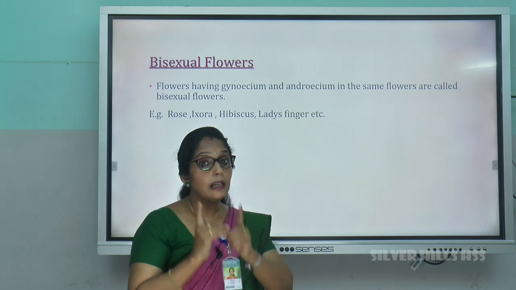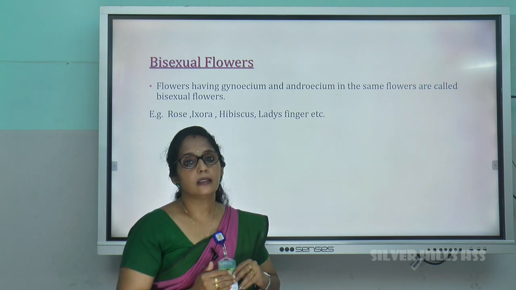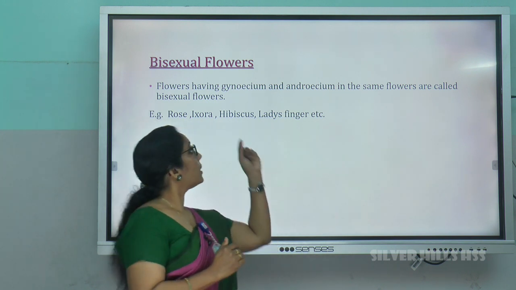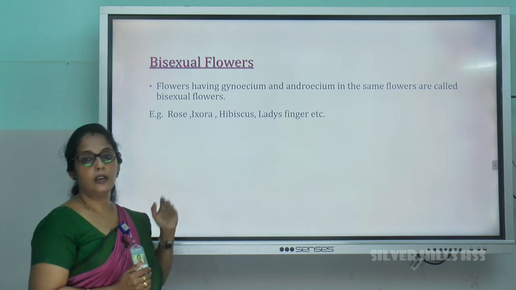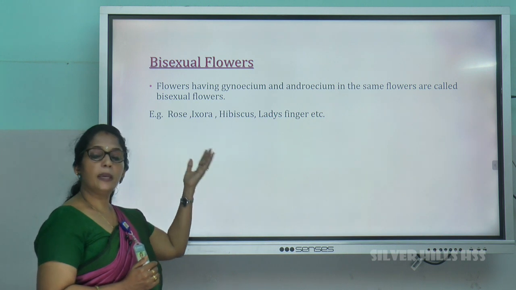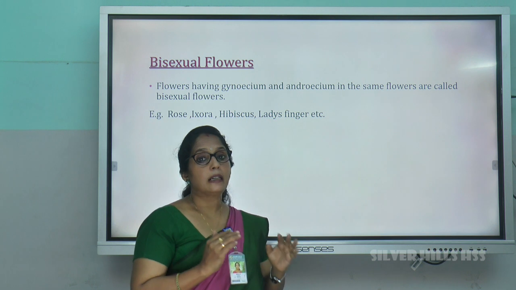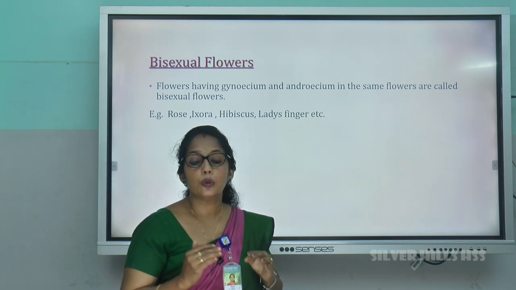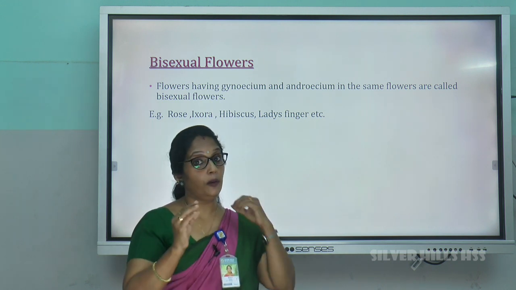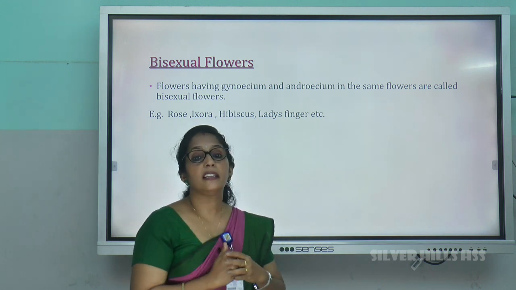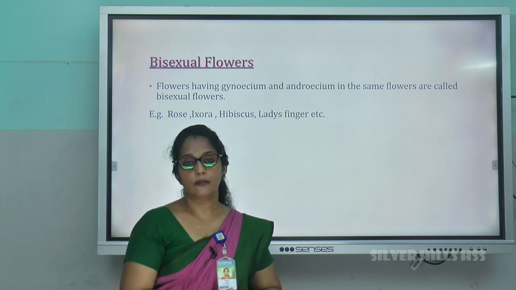That is, in a single flower, if both male and female reproductive parts are there, such flowers are called bisexual flowers. Examples for bisexual flowers are rose, ixora, hibiscus, lady's finger, etc. So, now you can classify a flower into bisexual flowers and unisexual flowers. If you are getting any flower, you can find out whether it is a unisexual flower or bisexual flower.